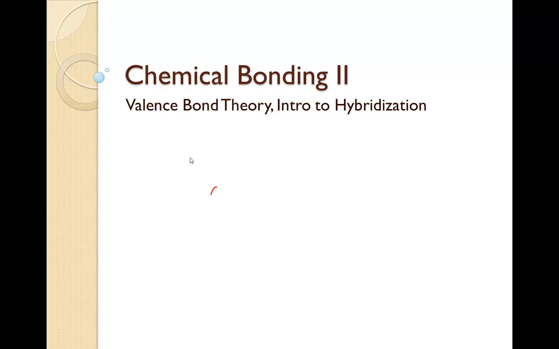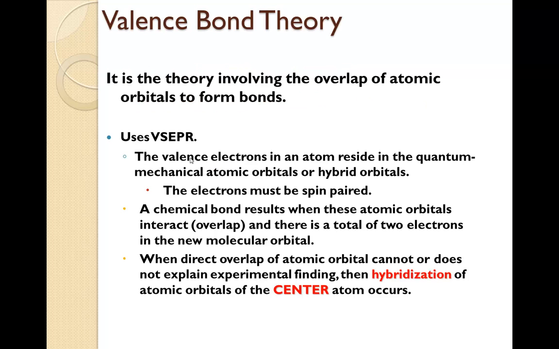In this tutorial, we will be discussing the valence bond theory and an introduction to hybridization. The valence bond theory involves the overlap of atomic orbitals to form bonds. It uses the VSEPR model, which, as you remember, is valence shell electron pair repulsion. So we're talking about the interaction between the valence electrons and bonds.